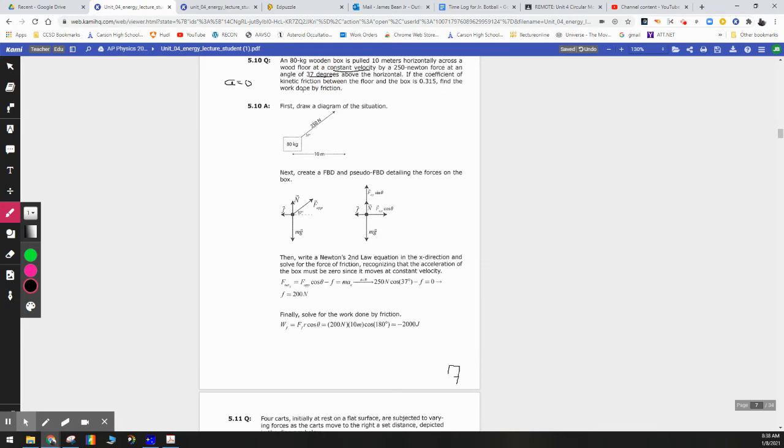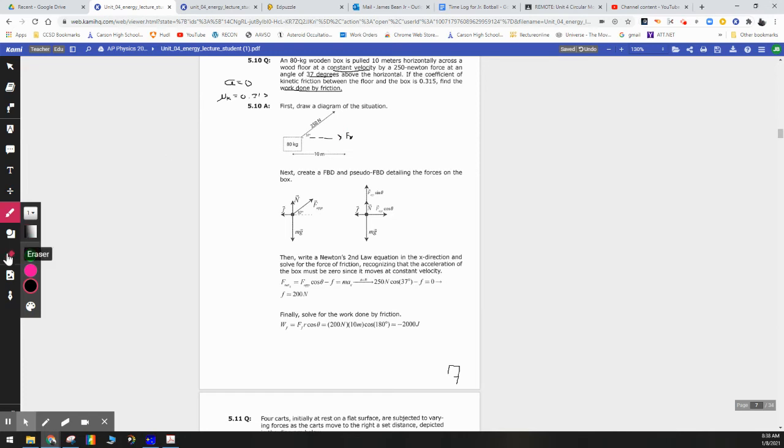If the coefficient of kinetic friction, kinetic means moving, is 0.315, so mu kinetic we are given as 0.315, right here. Find the work done by friction. So we have to think about that. First thing is go ahead and try to draw a box here of what we got going on. And we want to make sure that we get the parallel component, Fx, which is the parallel component.